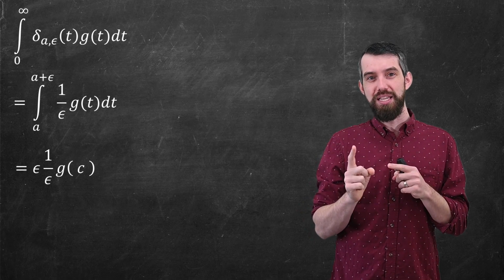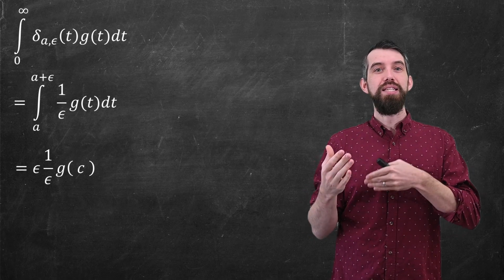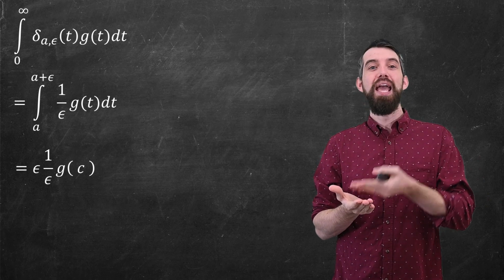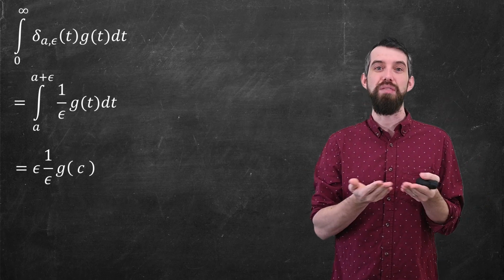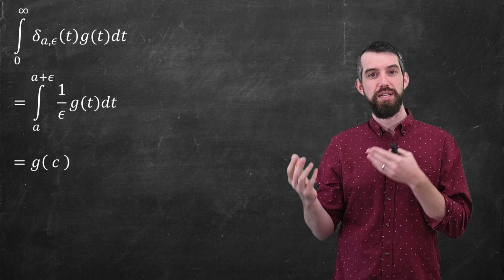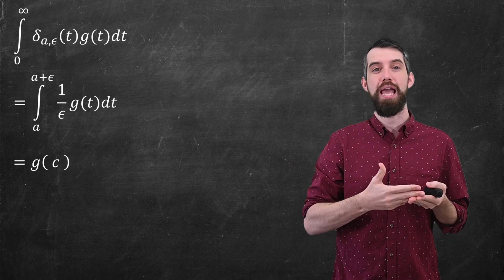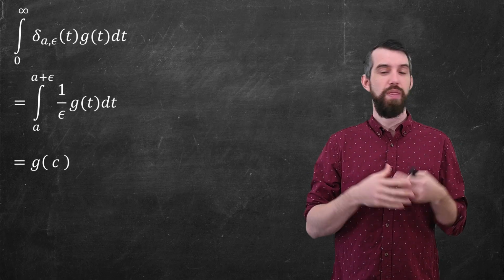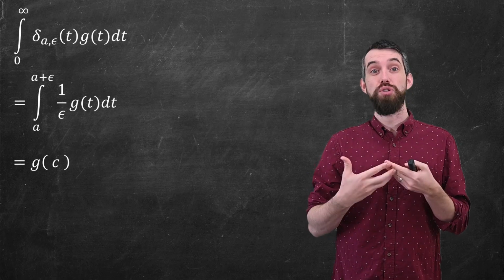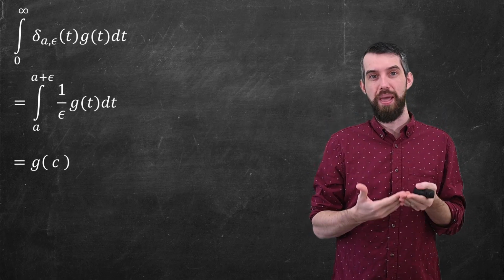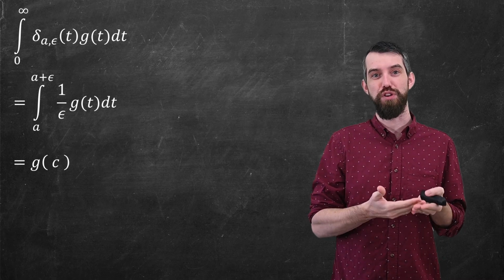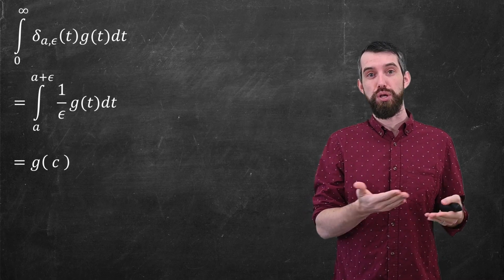And then what about that c? Well, c is some value in between A and A plus epsilon. It's in the defined interval. The epsilons just cancel, and so I'm just left with g of c. So again, c being some value between A and A plus epsilon. Well, that's all fine, but I want to now talk about the actual delta sub A function, or generalized function if you prefer. And so I'm going to take the limit as epsilon goes to 0.